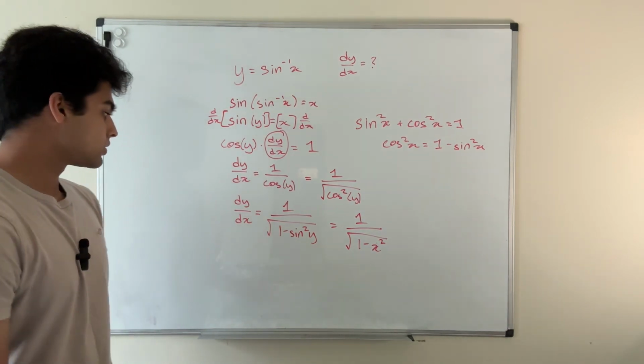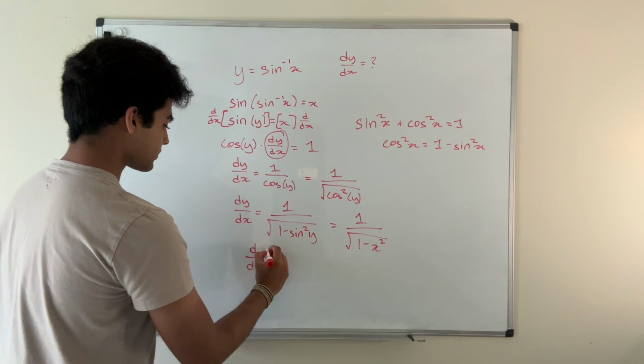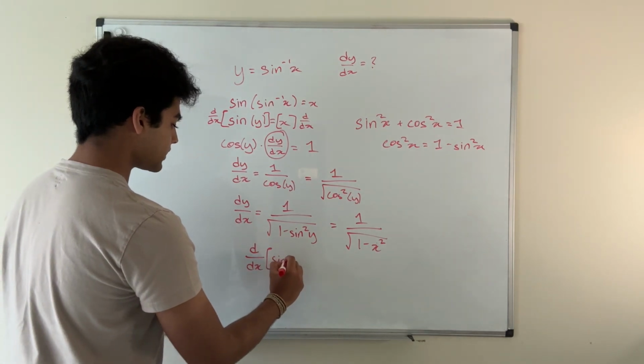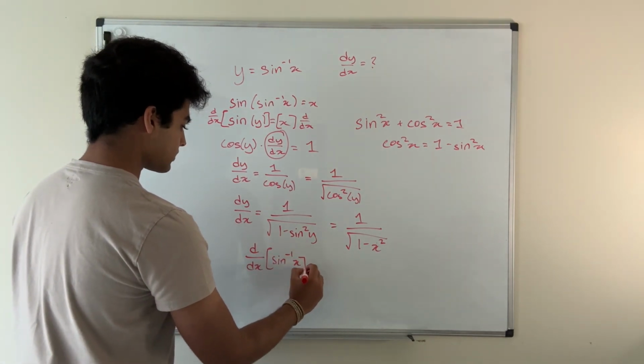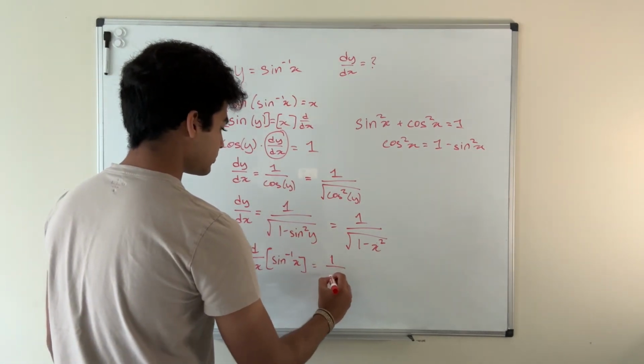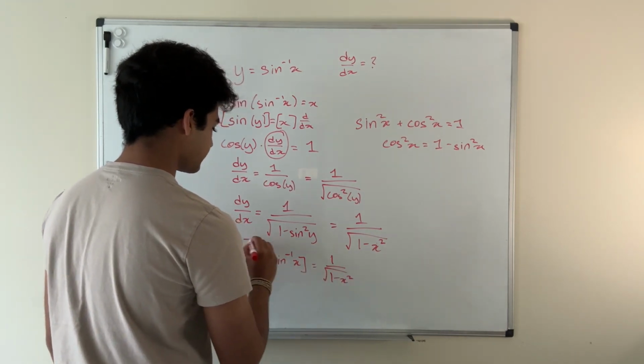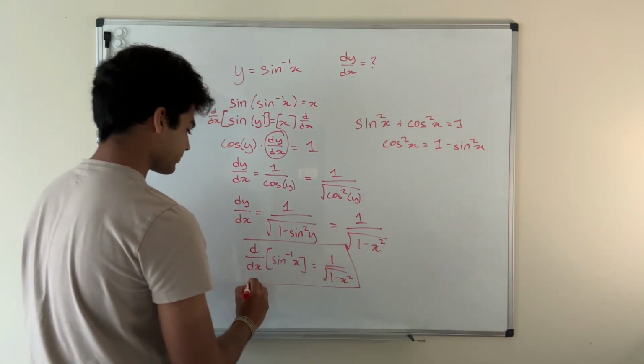Pretty easy. So, in other words, the derivative of sine inverse x is equal to 1 over square root 1 minus x squared. Right there.